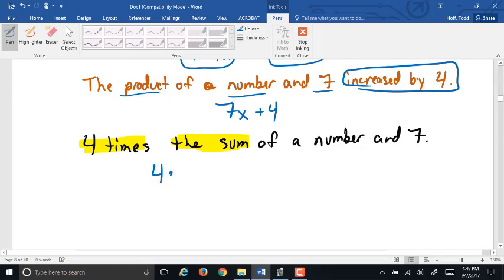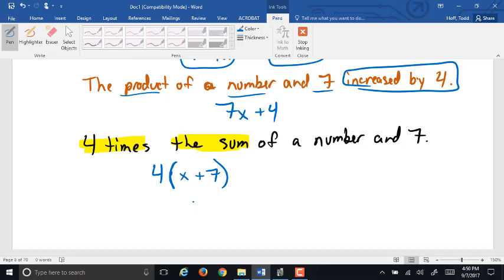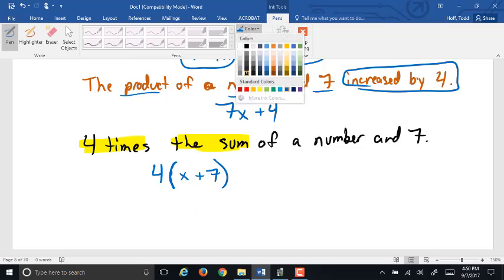Well, 4 times the sum is the result of an addition problem. So 4 times the sum implies the addition problem is already done. How do we make the addition happen before multiplication? Parentheses. So the sum of a number and 7 is x plus 7. So when it says 4 times the sum, since the sum is the result of an addition problem, it implies the addition had to happen first before we multiplied it.